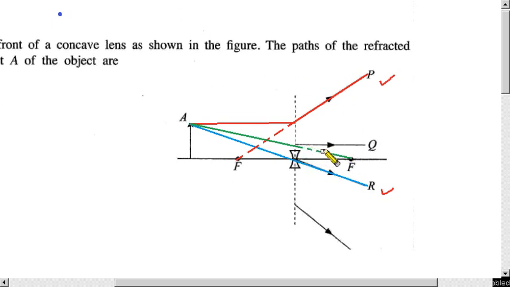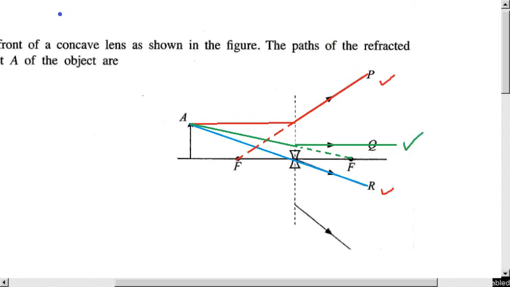So we turn this line into dash lines like this. After the lens, it must go parallel to the main axis. So this line is parallel. It is correct according to that, because they have drawn this black color line Q parallel to the main axis. So that is correct. After refraction it should go like this. So this one is correct.